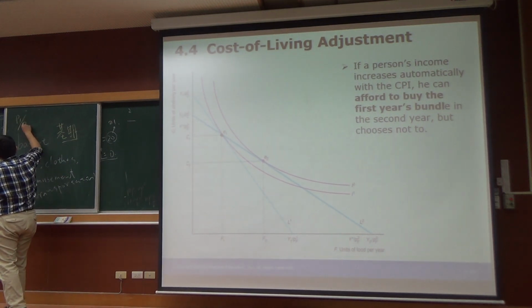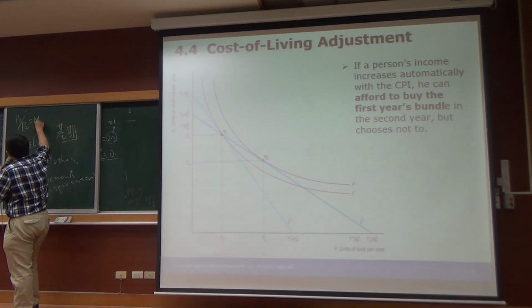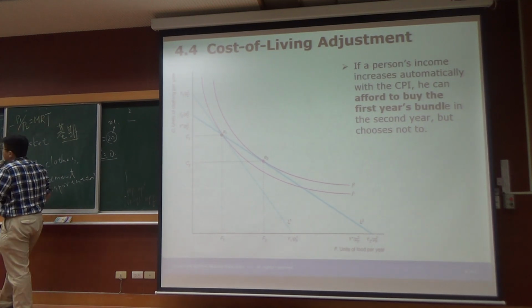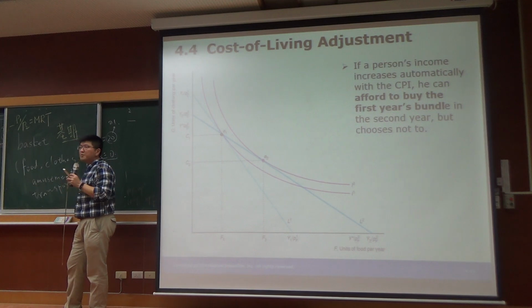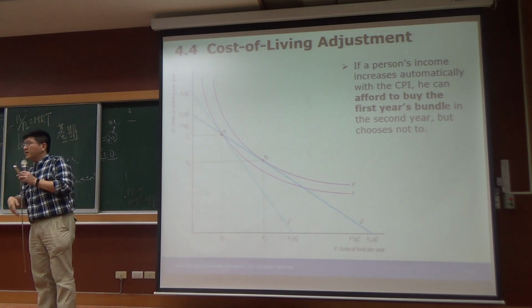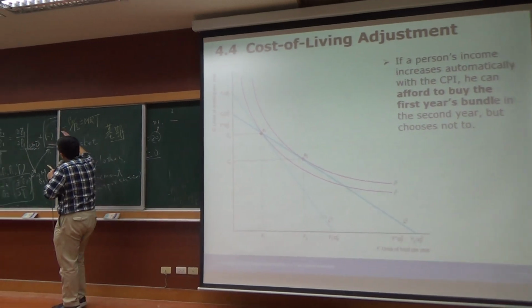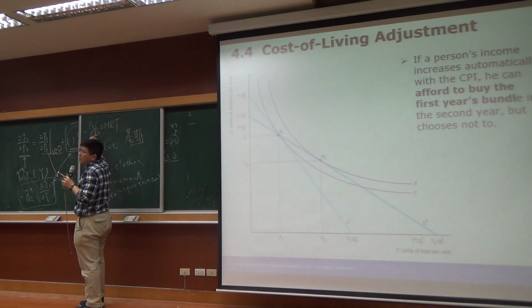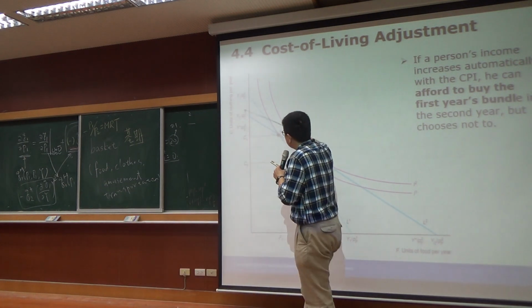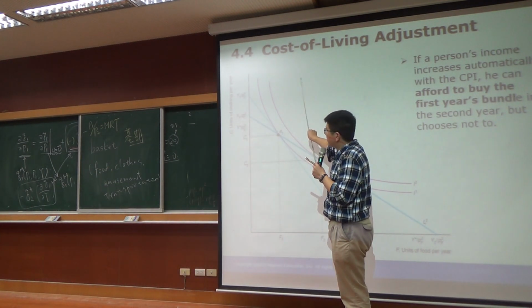P1 over P2 is what? MRT, right? With a negative sign, MRT. Do you remember MRT? MRT is the slope of the budget line, right? So no matter how P1 or P2 changes, you just have a new slope, new MRT.